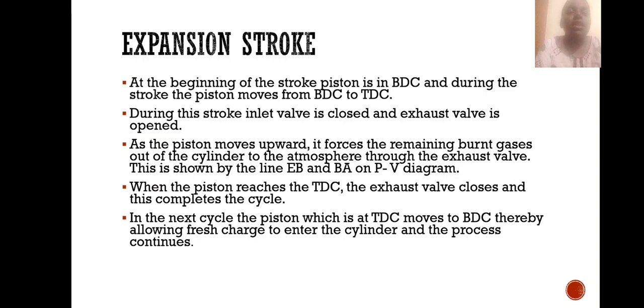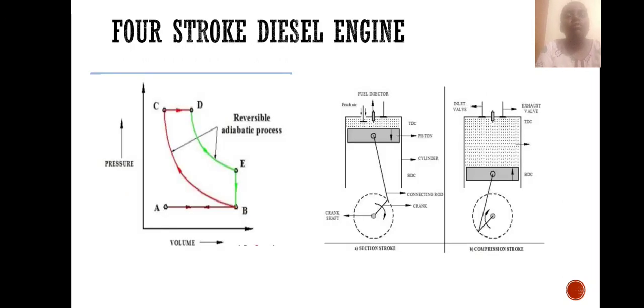In the next cycle, the piston, which is at the TDC, moves towards the BDC, thereby allowing the fresh charge to enter the cylinder, and the process continues. Now let's move on to the four-stroke diesel engine. Here is the graphical representation, that is, the PV graph that has been plotted, and here is a diagram of how the strokes will be working.